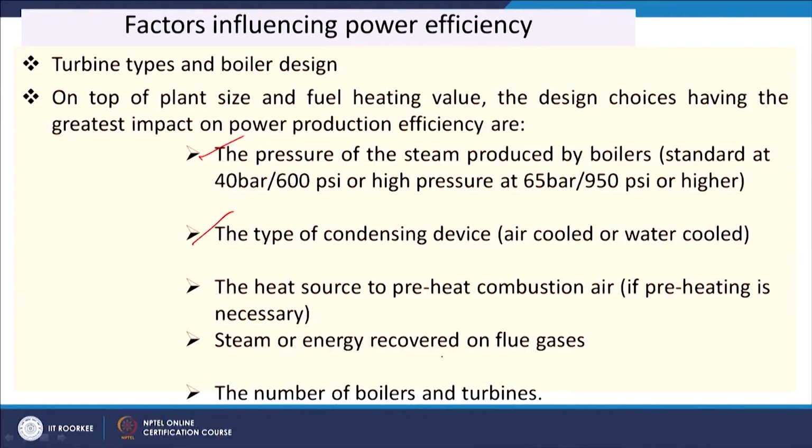Actually 60 to 80 degree centigrade, this temperature stream in the industries is very poorly utilized. So, if we can have some arrangement to utilize this heat, then we can also increase the efficiency. And steam or energy can be recovered from flue gases, in the number of boilers and turbines. So, that we have discussed, whether it is a bottoming cycle, topping cycle or combined cycle. The combined cycle will give us more efficiency.